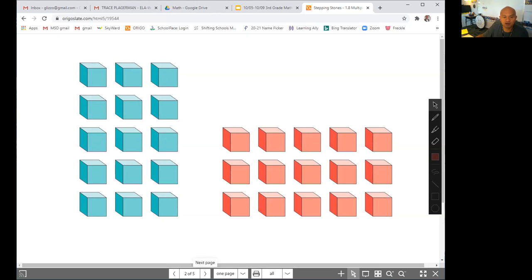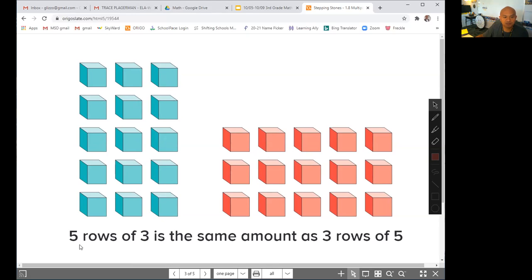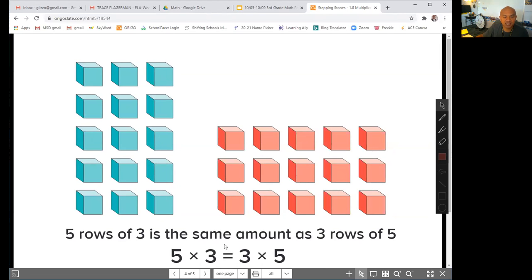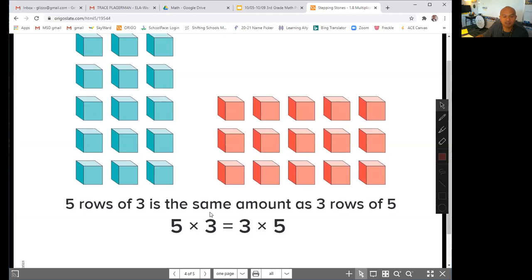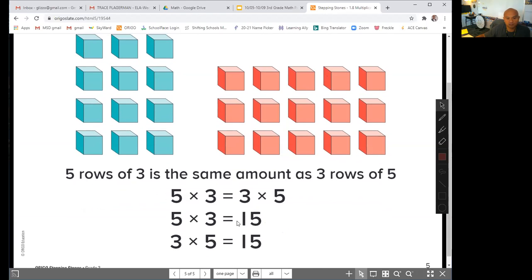And I want to show you how they're the same. So it says 5 rows of 3 is the same as 3 rows of 5. Okay. And their multiplication, 5 times 3 equals 3 times 5. And so let's find out the answer. 5 times 3 equals 15. That is one fact. And 3 times 5 is 15. Is their turnaround fact. Okay. So you're kind of just turning around the first 2 numbers. That's why they call them turnaround facts.